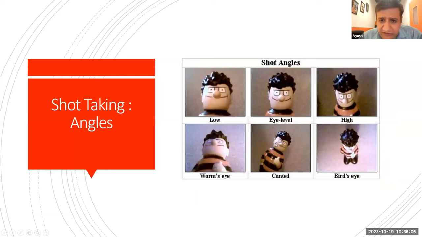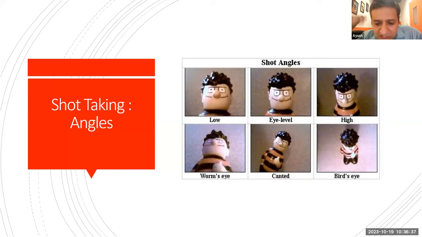So, this is another thing that is important: shot angles. Most of the time, for most of the action, the camera should be placed at the eye level of whoever we are speaking to. This is also relevant when we are taking pictures at a birthday. If everybody is sitting and the person taking the picture is standing, it doesn't look very good. The picture won't come out very well.